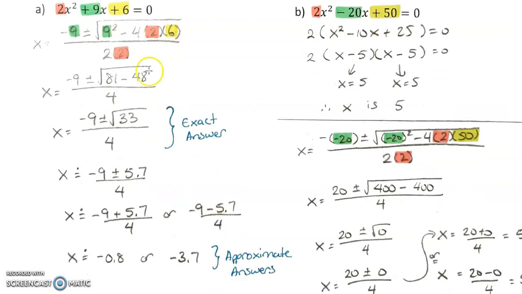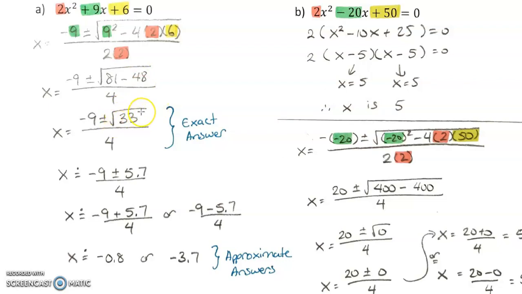So you're going to go negative 9 right there, plus or minus, and then just do BEDMAS. Exponents first, 9 squared is 81, minus, and this is what I do, 4 times 2, that's 8, times 6, which is 48. So minus 48, all over the denominator 4. Okay, so keep simplifying. Work in the bracket, or the square root, I should say. 81 minus 48 is 33, and that's square rooted.